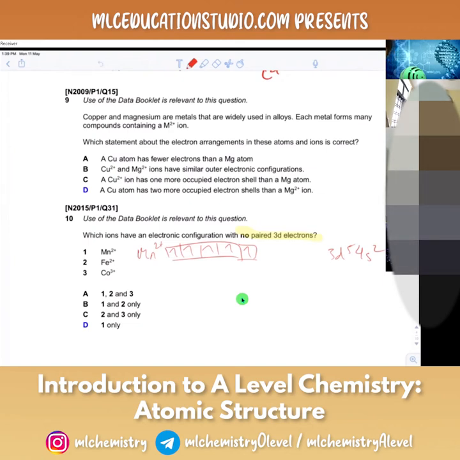Or 4s2 and 3d2 also can? You mean one is 4s2, one is 3d2? No, that's not the same. Same means the same. Like, for example, 1s2 and 2s2, is it the same? No.